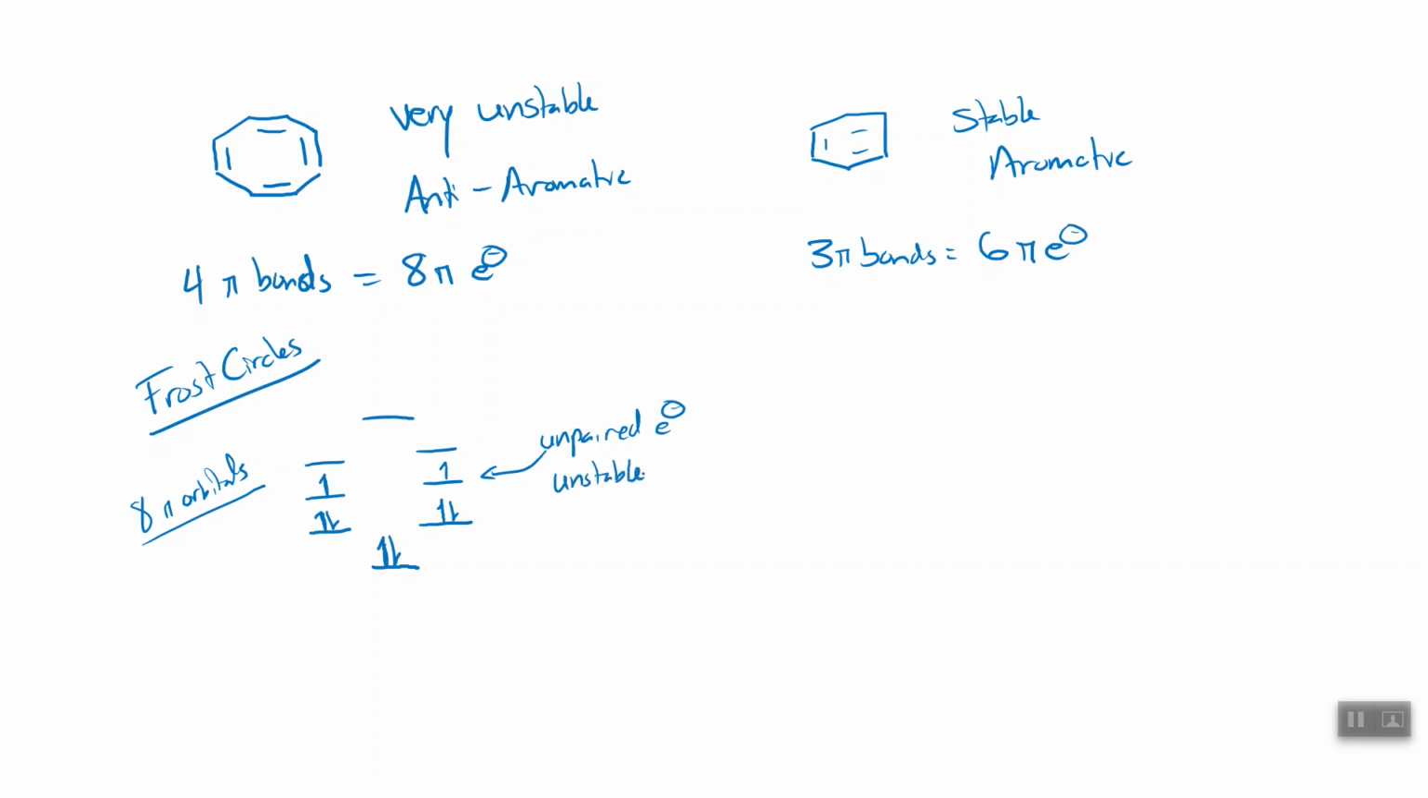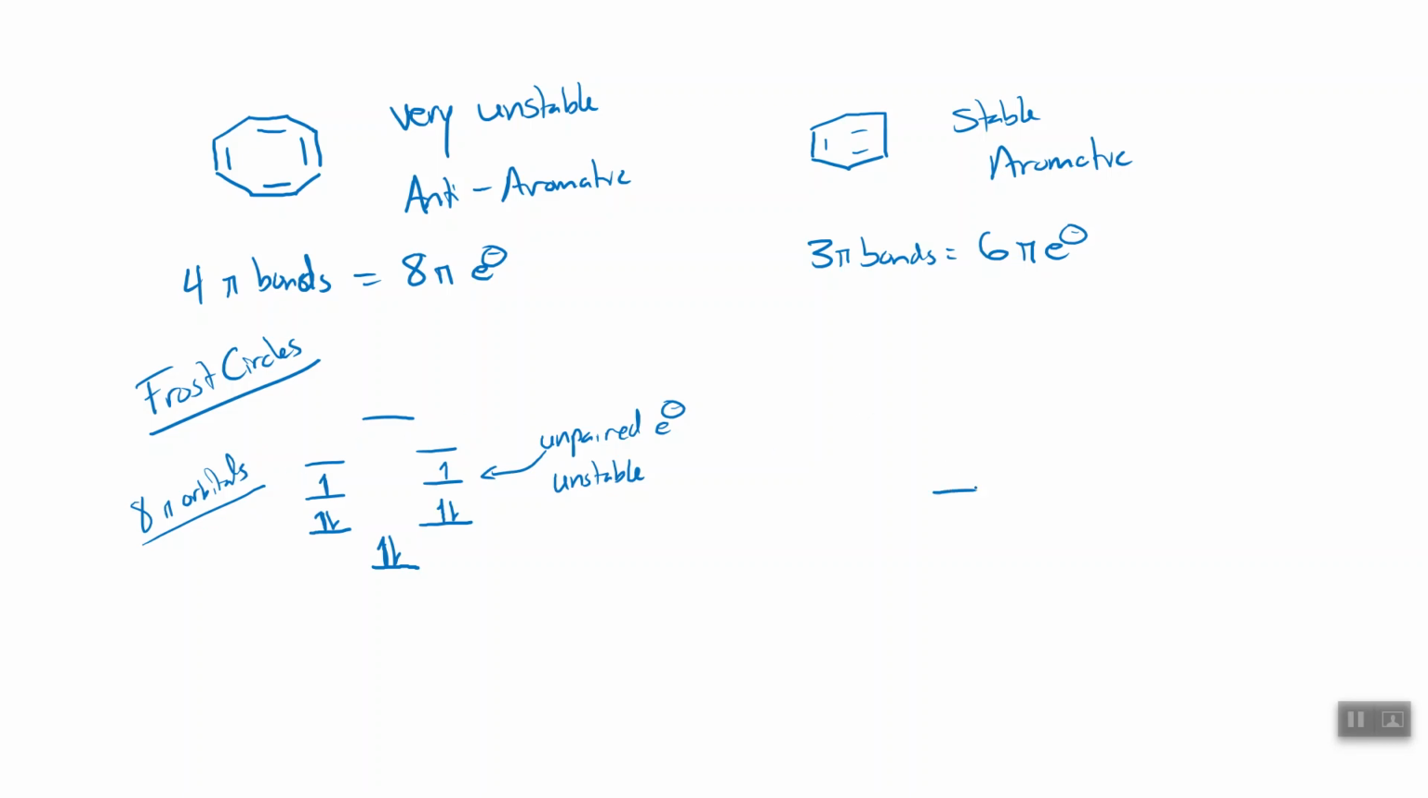Think back to radical reactions. Unpaired electrons, or radicals, are unstable. And it turns out that anytime you have 8 pi electrons, because of the way these molecular orbitals line up, you have one low energy one, and then they pair themselves as they go up, you'll always end up with unpaired electrons. So 8 pi electrons is just bad news. It always gives us unpaired electrons.